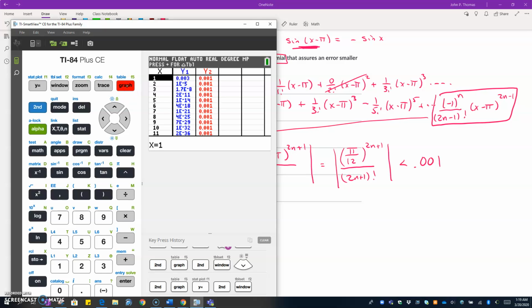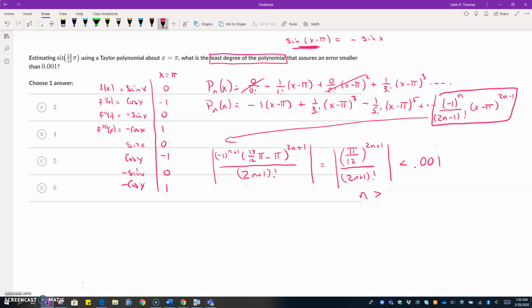We'll notice in the table that when I plug a 1 in for this n value, so when I'm at the first term, I'm going to get a 0.003. So we're not small enough at that point yet. When I plug a 2 in, so when I'm at the second term, then the third term is 0.00005. At that point, that is smaller than 0.001. So we're really looking for n values greater than 2.